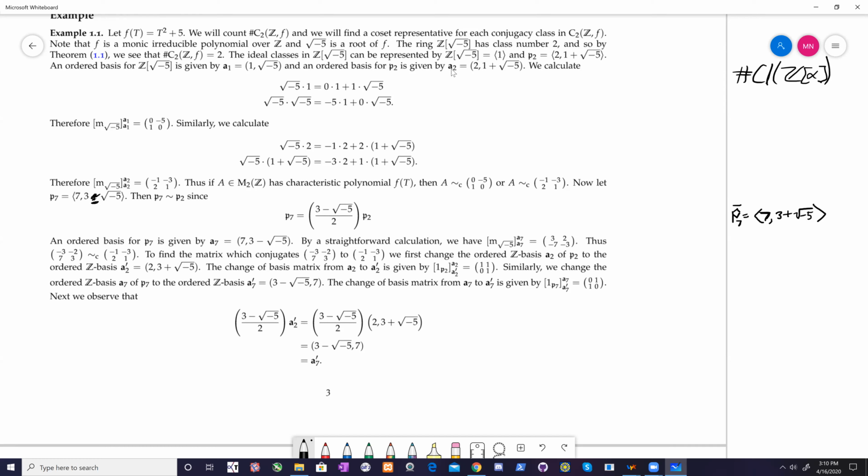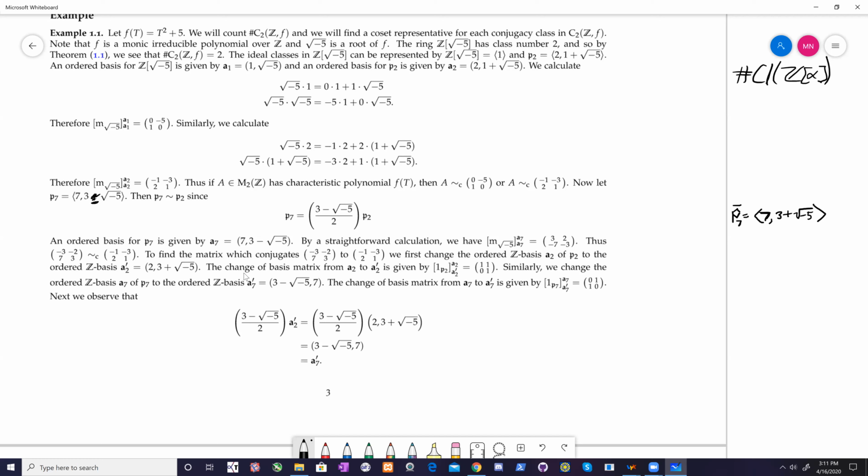We're going to change A2 to A2 prime to 2, 3 plus square root negative 5. So all we're doing is adding a 2 to the right here. That corresponds to, when you calculate the change of basis matrix from A2 to A2 prime, it's given by this matrix here.